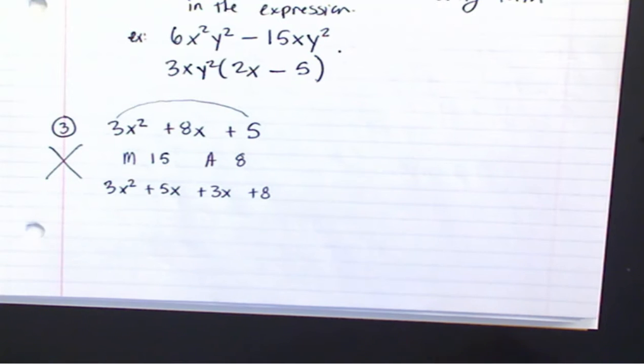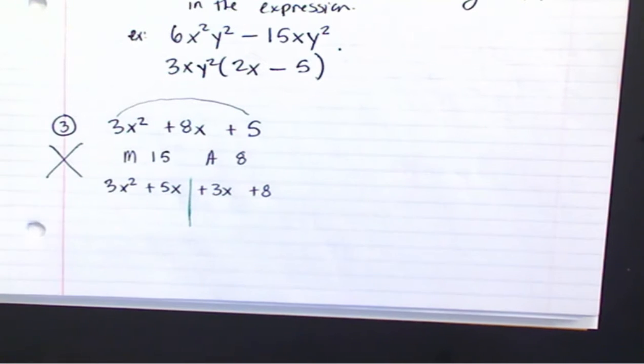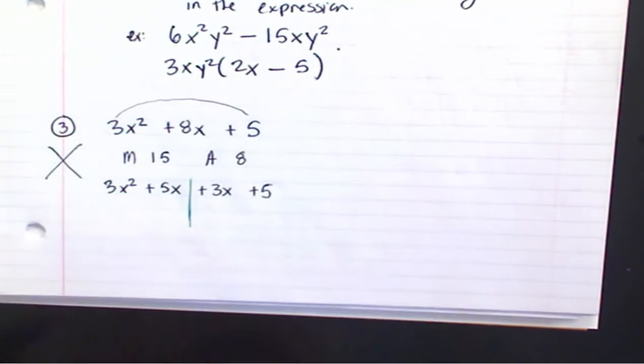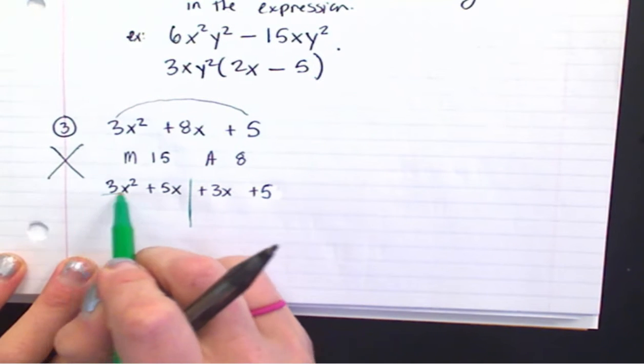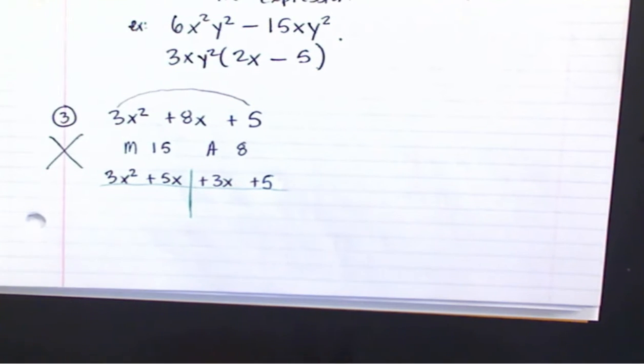Okay. 3x squared plus 5x plus 3x plus 5. This is actually grouping because if you notice, there's now 4 terms. So I'm going to take my grouping. I'm just going to split it right down the middle. Where'd you get the 8 from? Oh, it's supposed to be a 5. Thank you. Okay, 5. So all I did is I split it down the middle. And that's just a visual to help me group my terms. I grouped the first 2, I grouped the second 2.